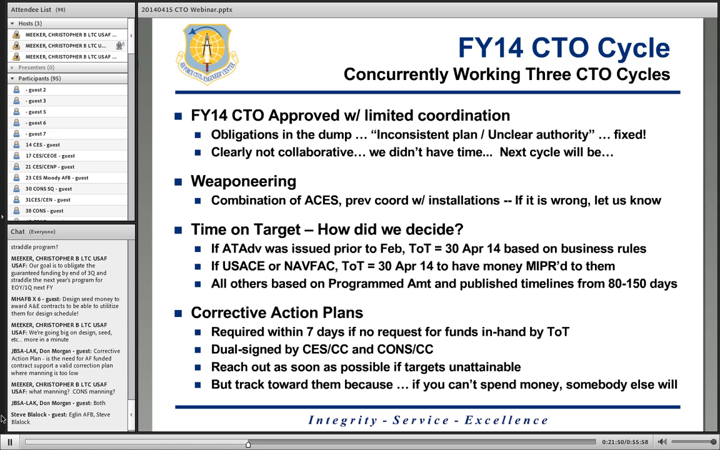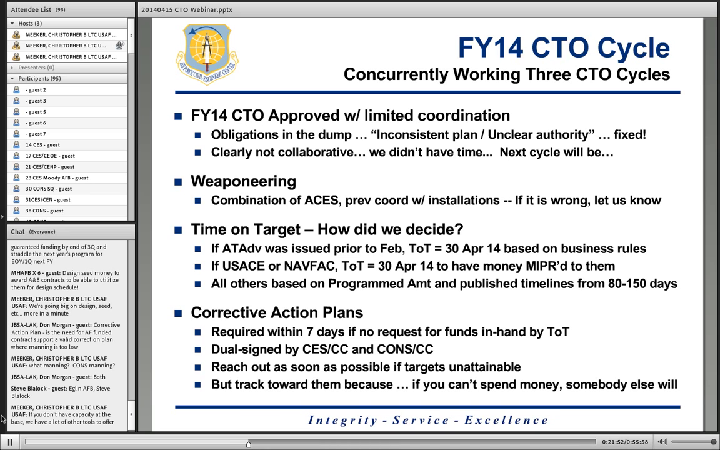Time on target. How did we decide those? So this is the process that was used to decide the time on target for this cycle. If we had issued you authority to advertise prior to February, then your time on target is 30 April 14. And that's based on the business rules that were published and the timelines laid out there, that you wouldn't request authority to advertise until you were ready to hand your project off to contracting. They'd already seen it a couple times and were ready and understood that it was a complete package. So based on that premise, we issued you authority, and you should be ready by 30 April. The other date's 30 April.